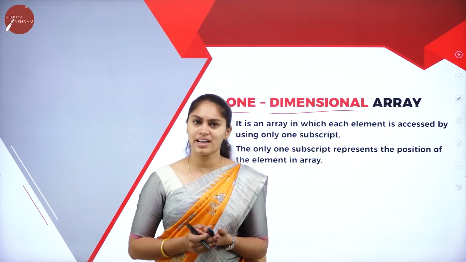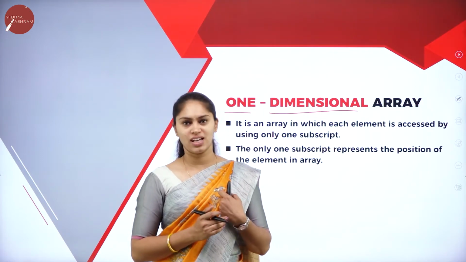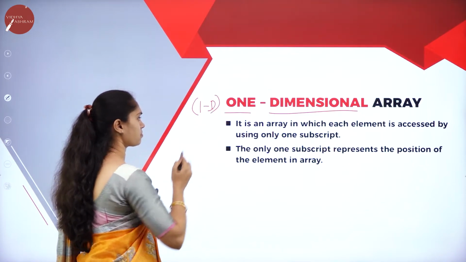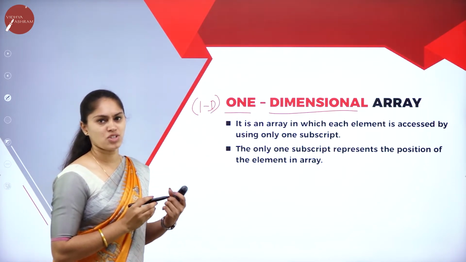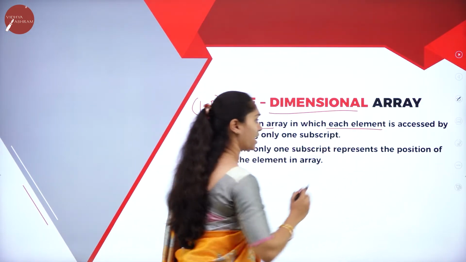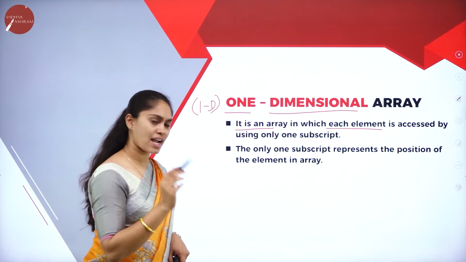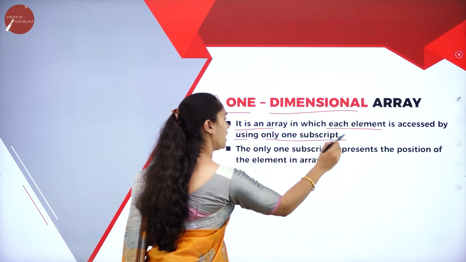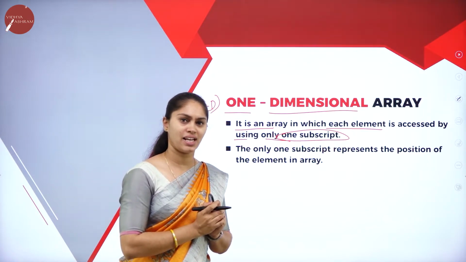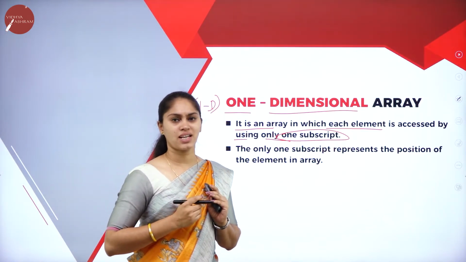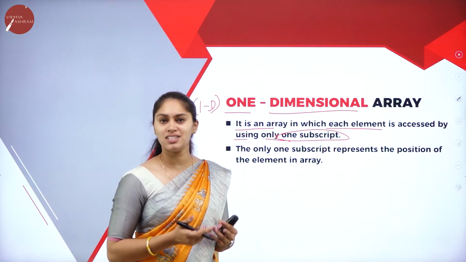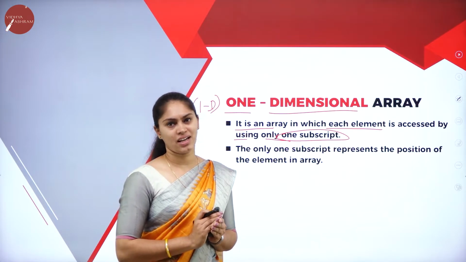Then what do you mean by an array, or what do you mean by a one-dimensional array? That is also, in short, termed 1D. 1D is nothing but a one-dimensional array. It is an array in which each element is accessed using only one subscript. How many subscripts are present in a one-dimensional array? Only one subscript. Then what is the use of a subscript or index? It returns the position of an element in an array, right?